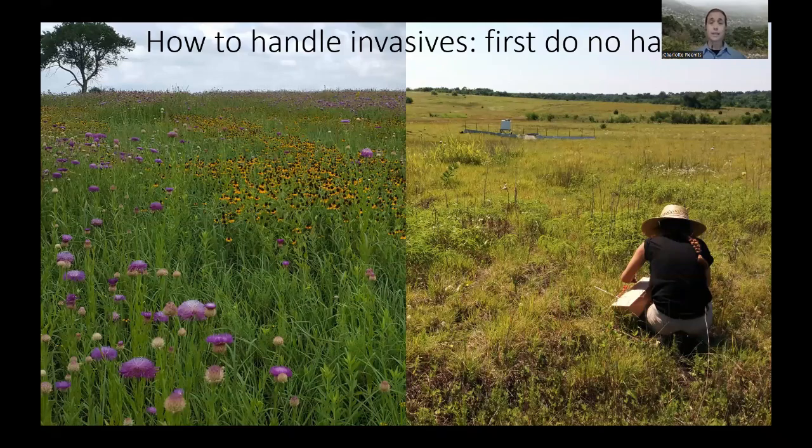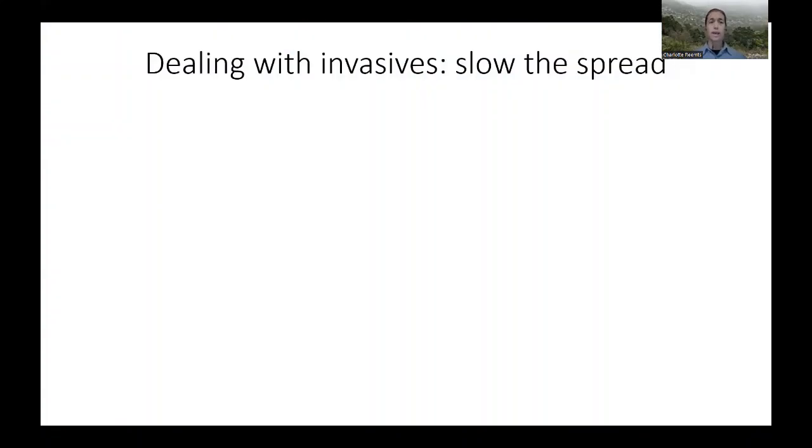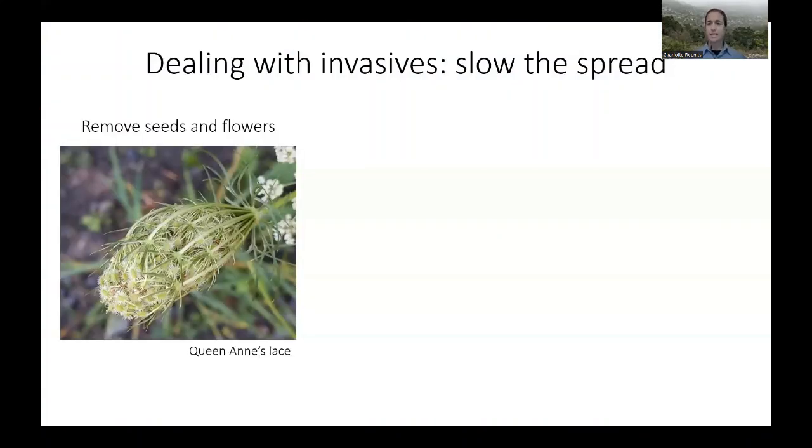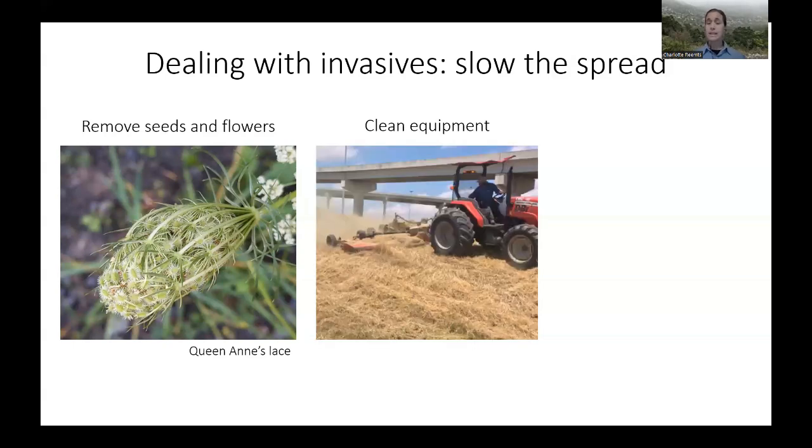So dealing with invasives, the first thing you want to do is slow the ways that they spread. If you can, remove the seeds and the flowers, because the seeds are what are going to give you more invasive species. And that might be by mowing, it might be by clipping, it might just be going out there and collecting them. Clean equipment when you're moving it between sites. If you're mowing one area where you know there's a lot of invasive species, clean that mower before you move it to another place. This also applies to hiking boots.